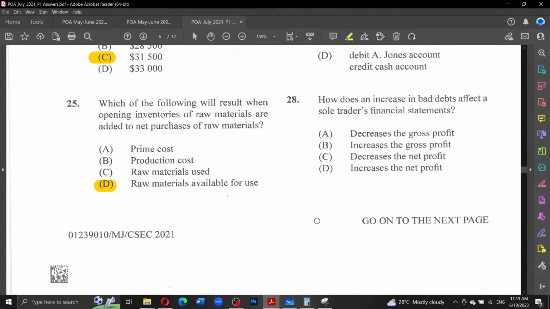How does an increase in bad debt affect a sole trader's financial statement? So bad debt is an expense. When you have expenses, the net profit will decrease.